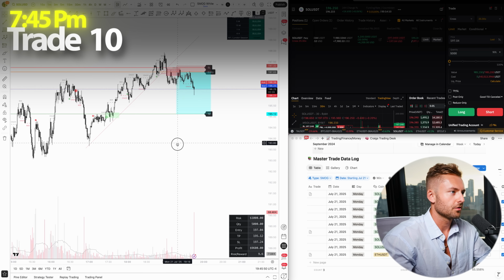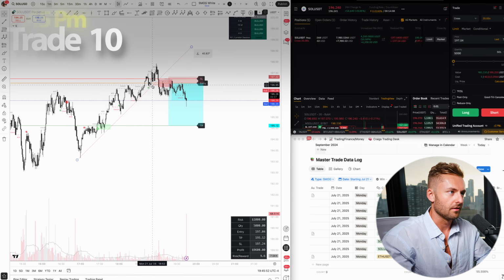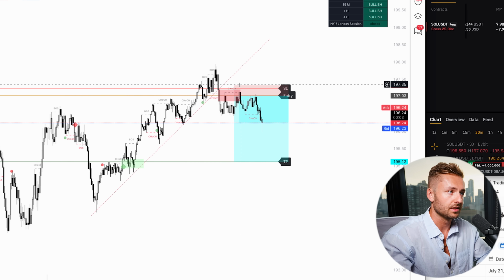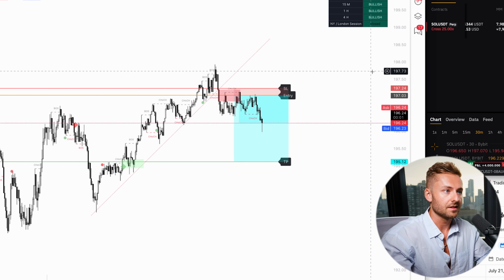I was waiting for this trend level to break, like I was saying before. It finally did. It retested this level a few times. On the third time, I decided to hop into this trade. Okay, so I put a pretty tight stop loss here.